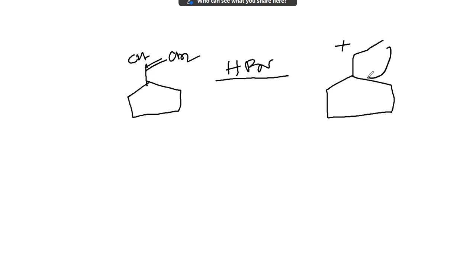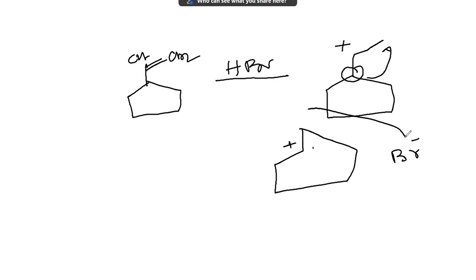Now expansion of the ring takes place over here. This positive charge comes over here. As the bond moves from here to here, this particular carbon will carry the positive charge, as you see. And Br minus will attack over here. So this will be your product. What will be the product?